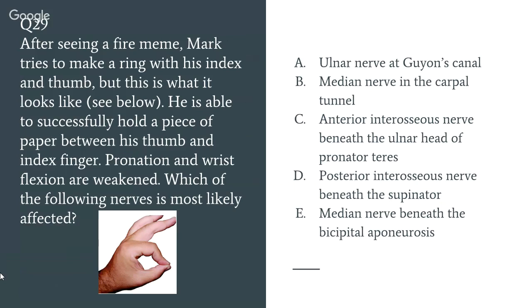All right, so this is a little bit similar to a question that we've encountered a little while ago. But once again, we're talking about the inability to make an okay sign. He's able to touch the pads of his fingers, so that should make you think we're talking about your flexor digitorums, all right? Now, what else is going on? He's able to successfully hold a piece of paper between his thumb and index finger. Which of the following nerves is most likely affected?